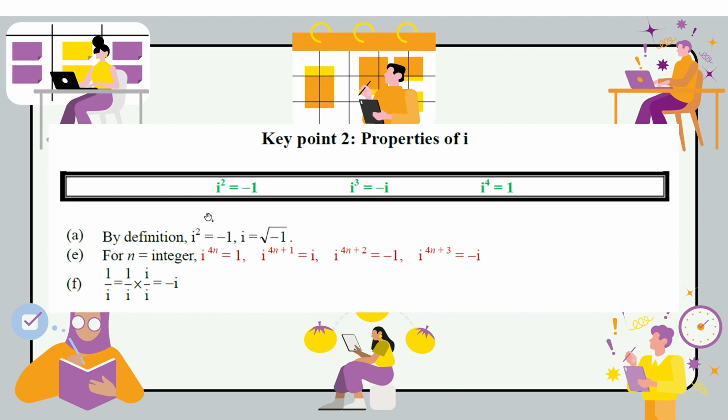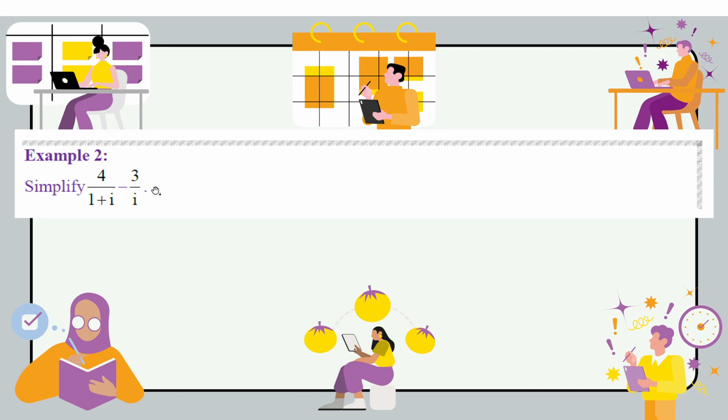So it goes over and over again every 4 integers. By definition, i squared equals -1, i equals the square root of -1. And i to the power 4n is 1, 4n plus 1 gives i, 4n plus 2 gives -1, 4n plus 3 gives -i. This is a property you can see. 1 over i, we can flip the i to the numerator, but a negative sign will appear, becoming -i. And try to simplify it.